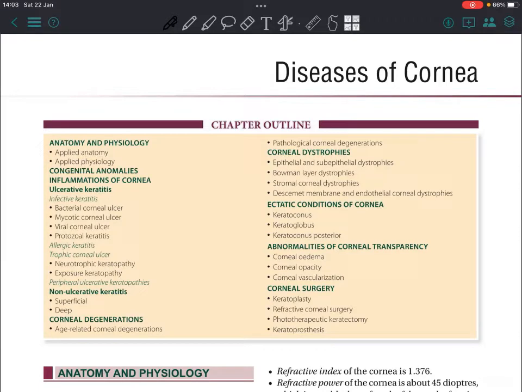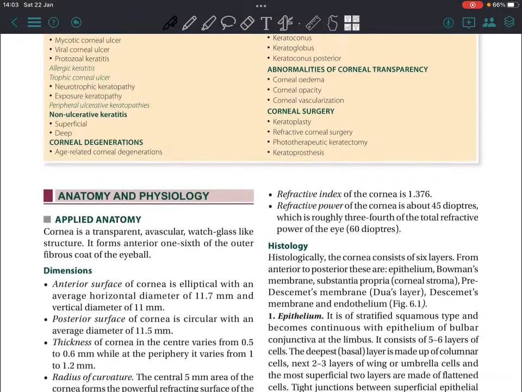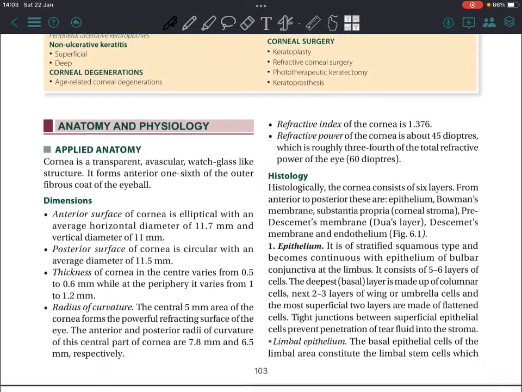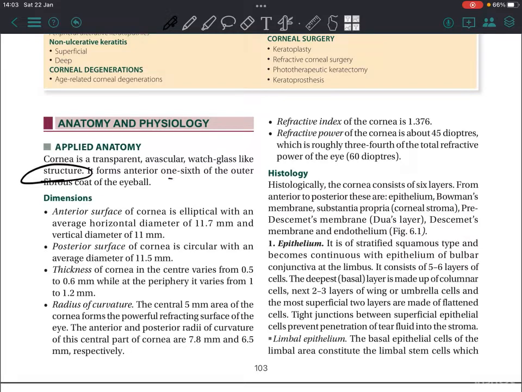Today we will see about diseases of the cornea. Anatomy and physiology. The cornea is a transparent, avascular, watch glass-like structure. It forms the anterior 1/6 of the outer fibrous coat of the eyeball.